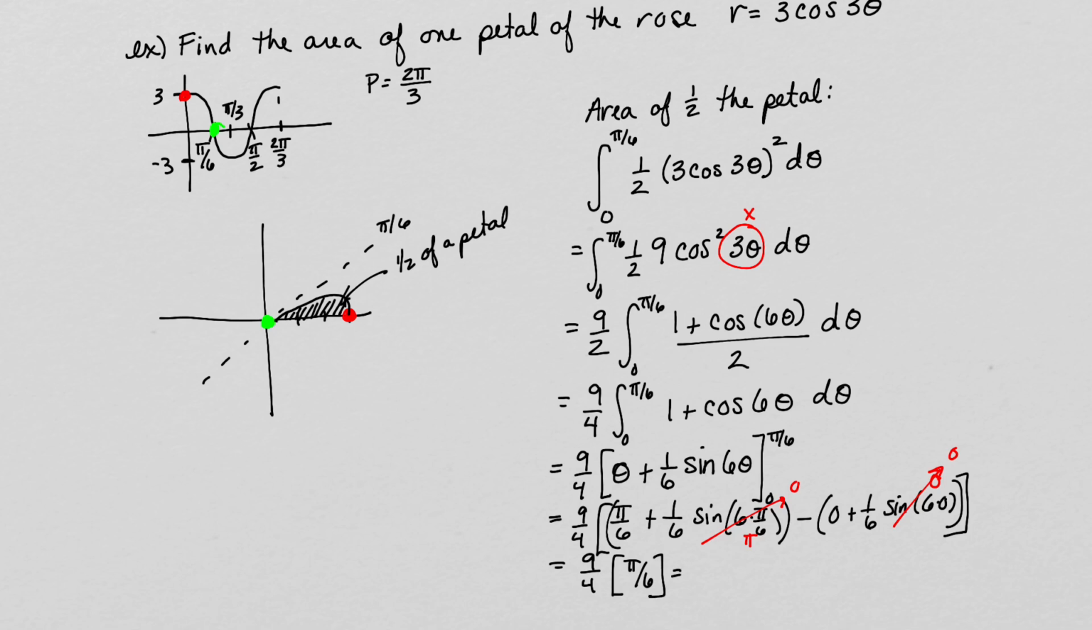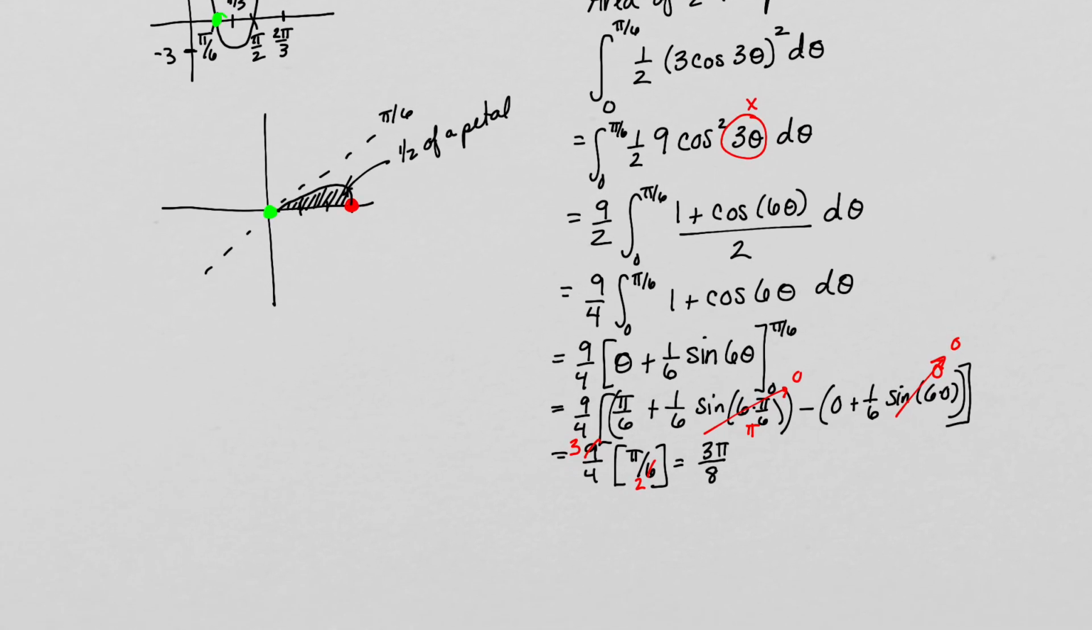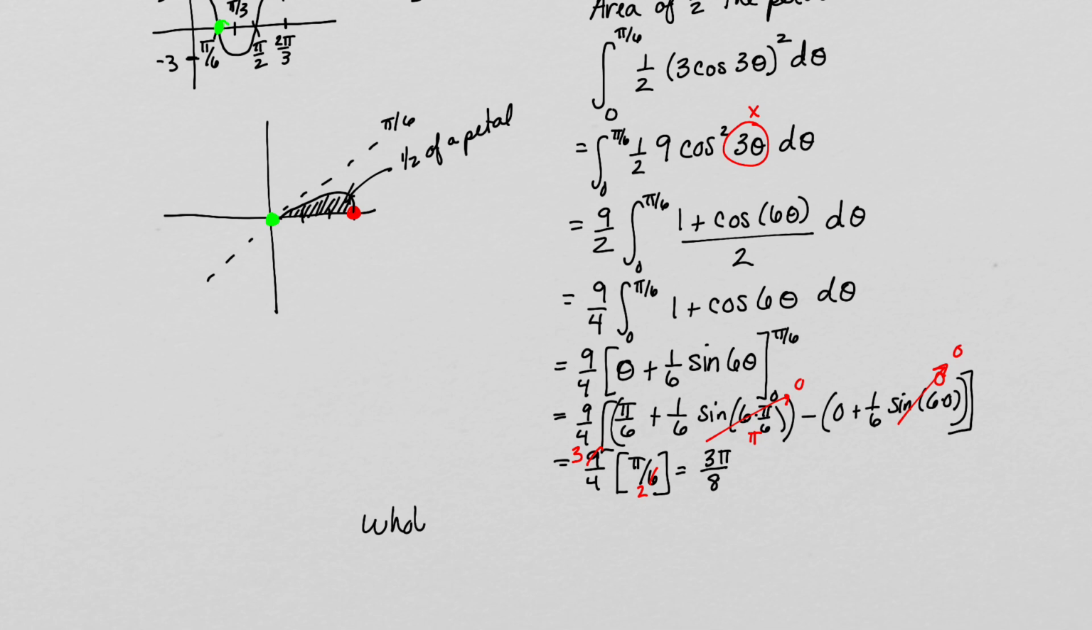And so that is going to be 3 goes into 9, 3 times 3 goes into 6, 2 times. So this is really going to be 3 pi over 8. And remember that was for half of the petal. So the whole petal is going to be 2 times 3 pi over 8, or 3 pi over 4. Questions?